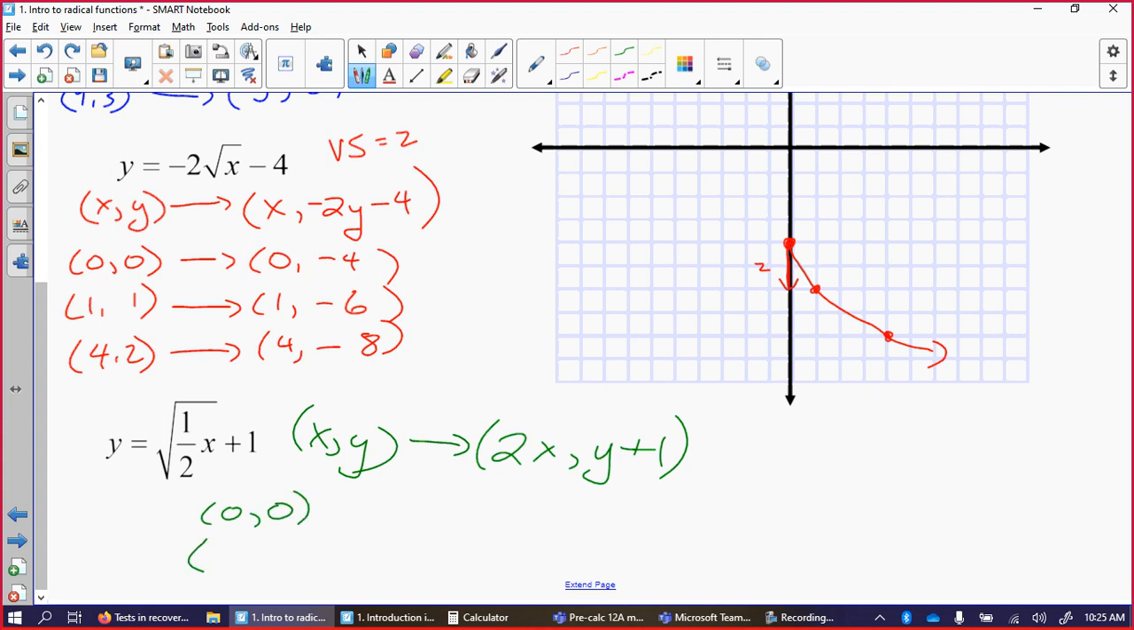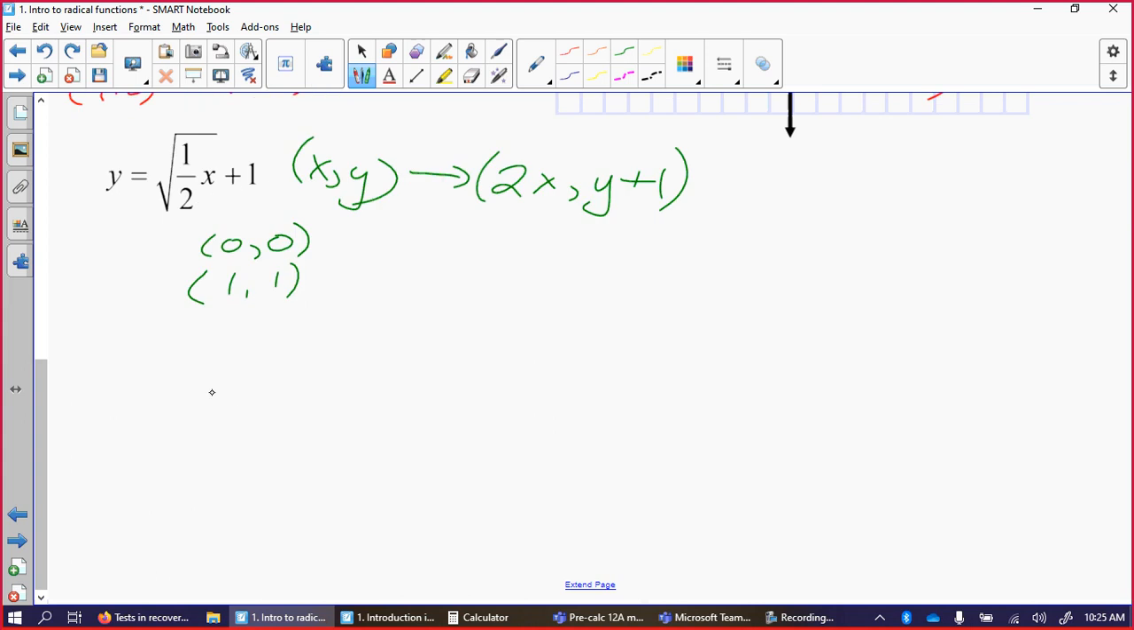0, 0, 1, 1, 4, and 2. 2 times 0 is 0. 2 times 1, or 0 plus 1, is 1. 2 times 1 is 2. 1 plus 1 is 2. 2 times 4 is 8.